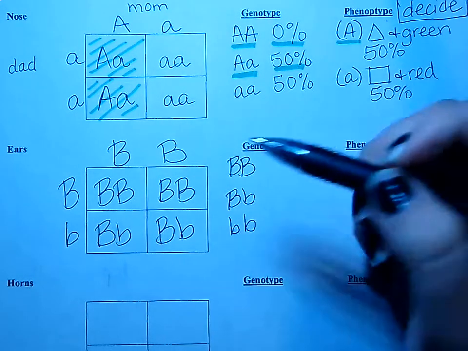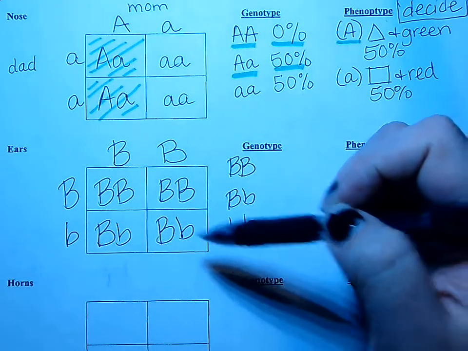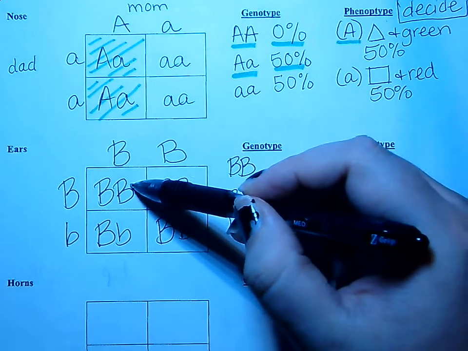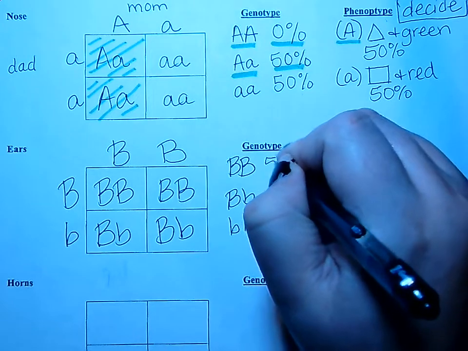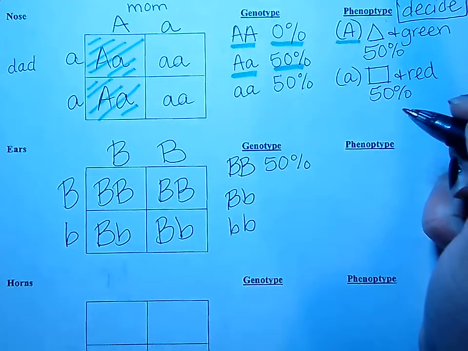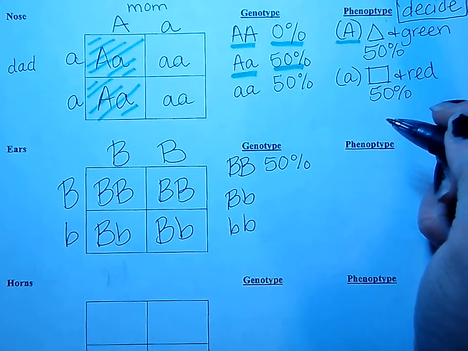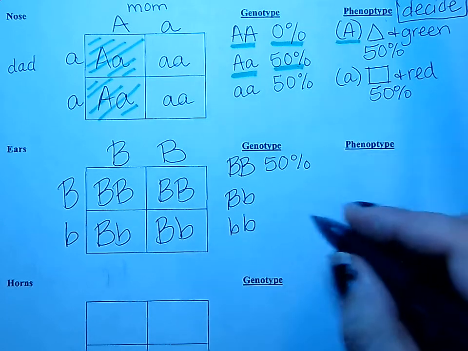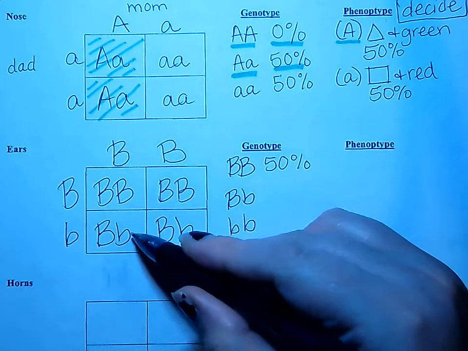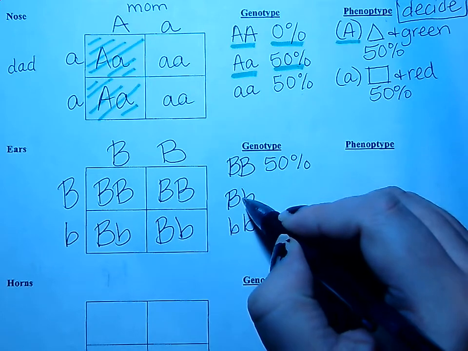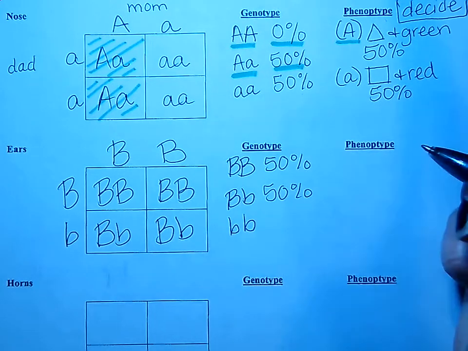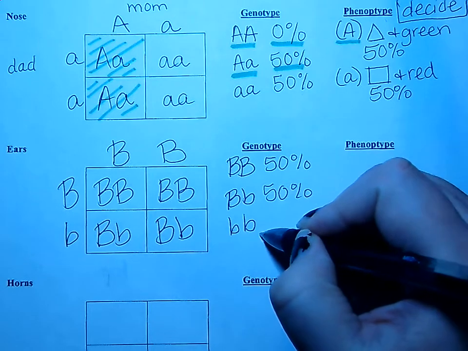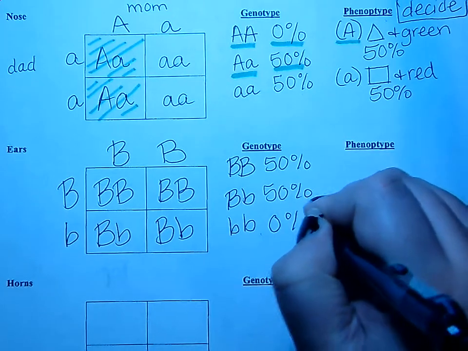Well, looking at our Punnett square, we have 2 that are big, big. So 2 out of 4, or 1/2, is 50%. Then we have 2 more that are big, little. So that would also be 50%. For little, little, we have 0%.